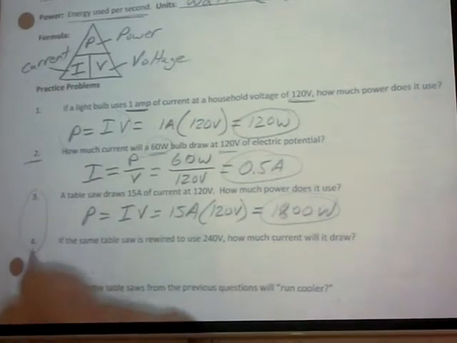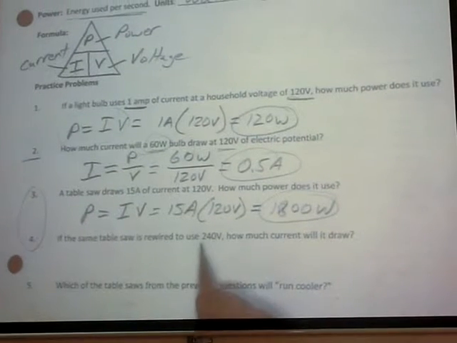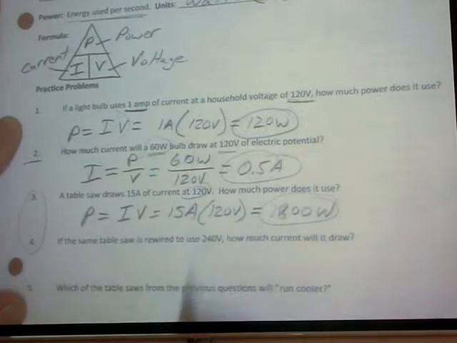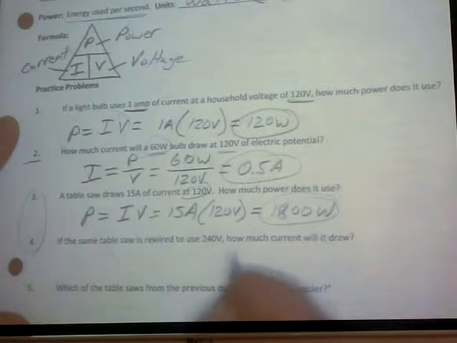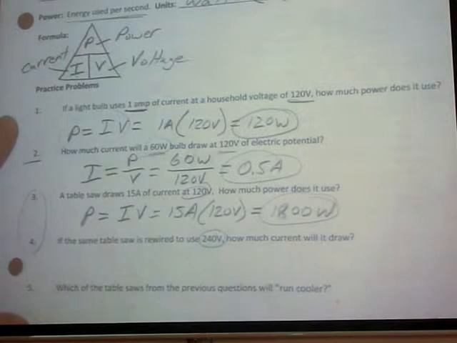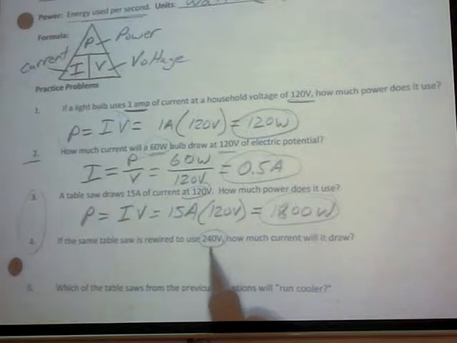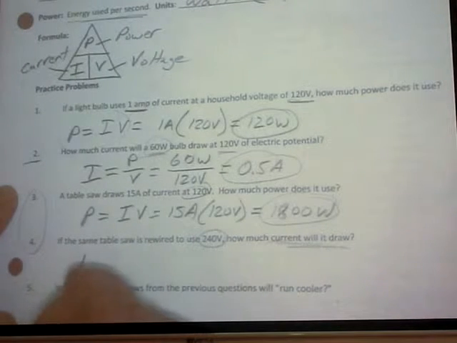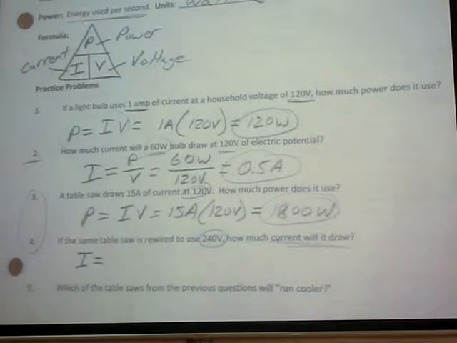Now, number 4, if you take the same table saw, this is what I did to my table saw. It was operating on 120 volts. Somebody told me I should switch it to 240 volts, and I was able to do that. So I rewired it so it's now a 240 volt table saw. How much current will it draw? What formula did I use for current? Quick, look at the triangle. P over V.